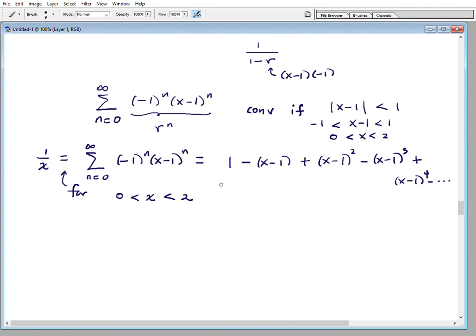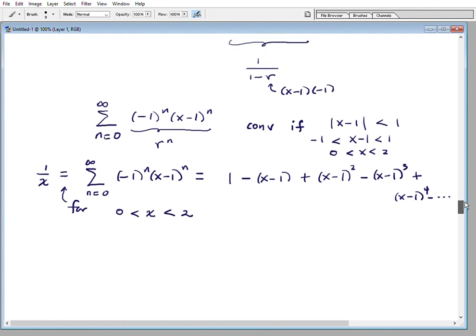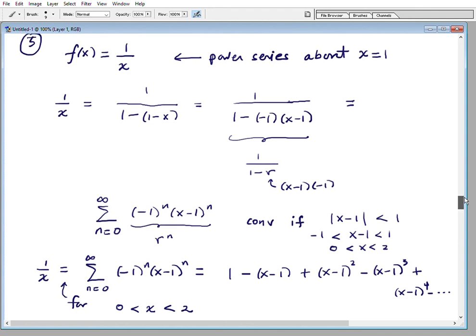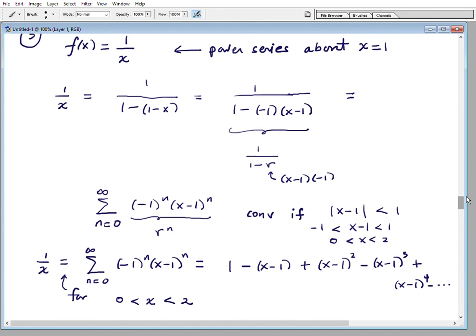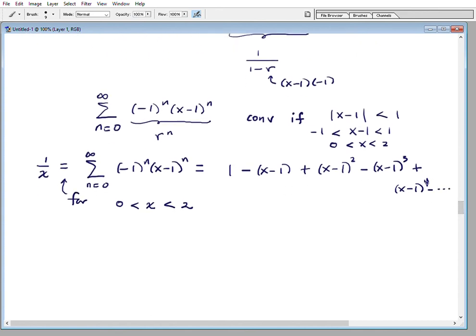We're going to be using this a little bit for the rest of the chapter. I'll tell you why we wanted 1 over x. If we integrate 1 over x, we get log x, ln x. So we're going to start with 1 over x and integrate it to get a power series for ln x. So that's one thing that we do.